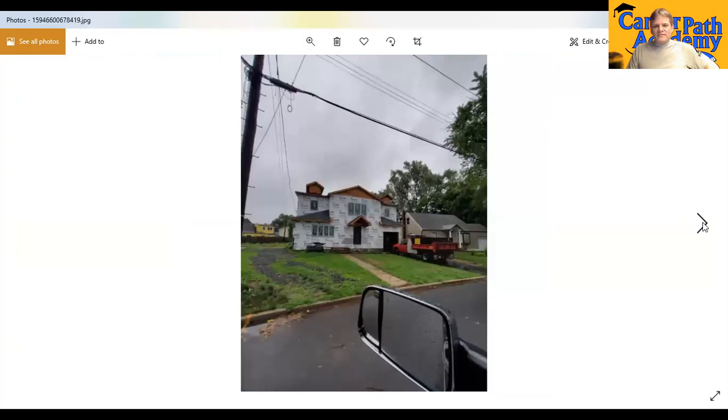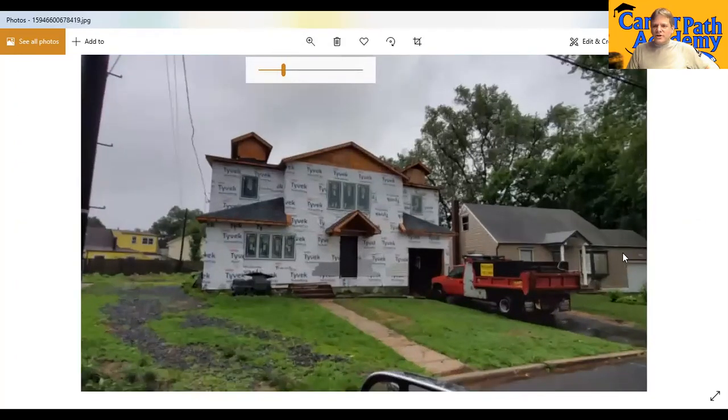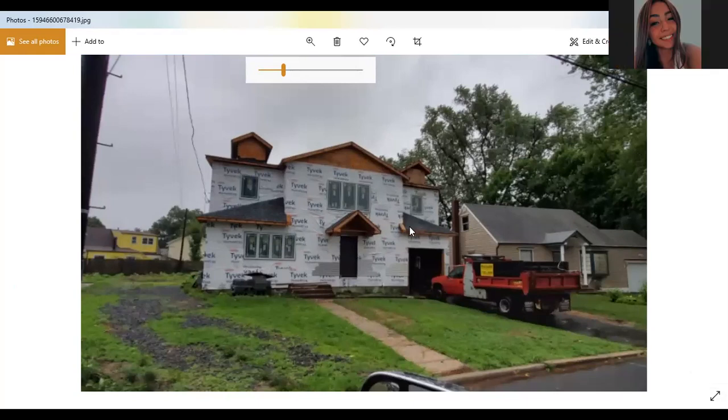Then they built this. Look at this house compared to the neighboring house. It's still under construction here. See the neighbor house? This house used to be this house. Wow. Now it's got a whole entire second level.